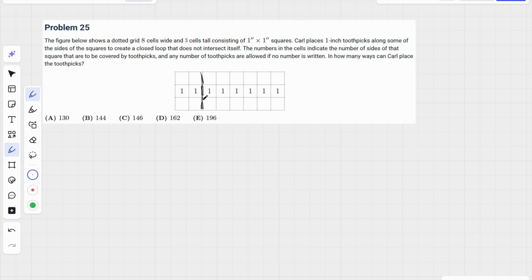And our second observation is, if it extends end to end, then that means no toothpick can be placed here, here, here, here, or here. Because if it were, there would be no way to form a closed loop without ignoring one of these sections to the left or to the right, which would mean that this cell isn't satisfied. So now with these observations, we can make some cases.